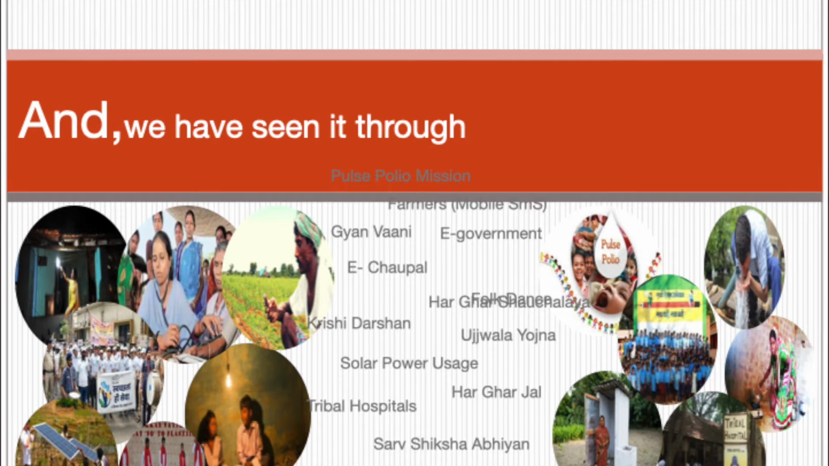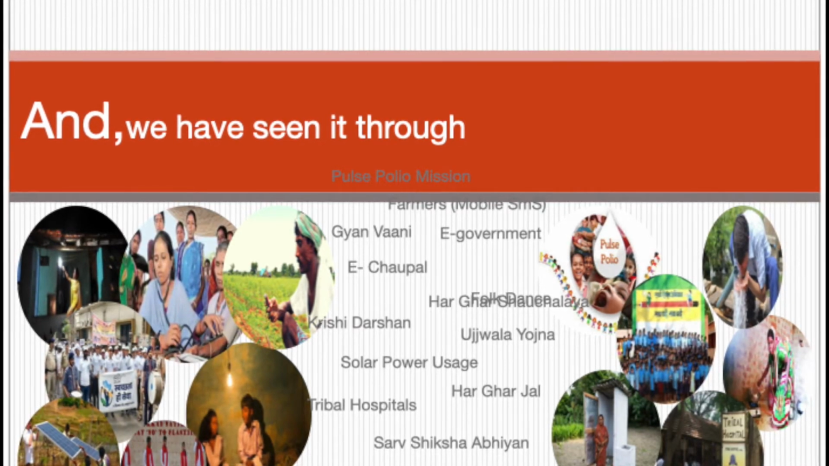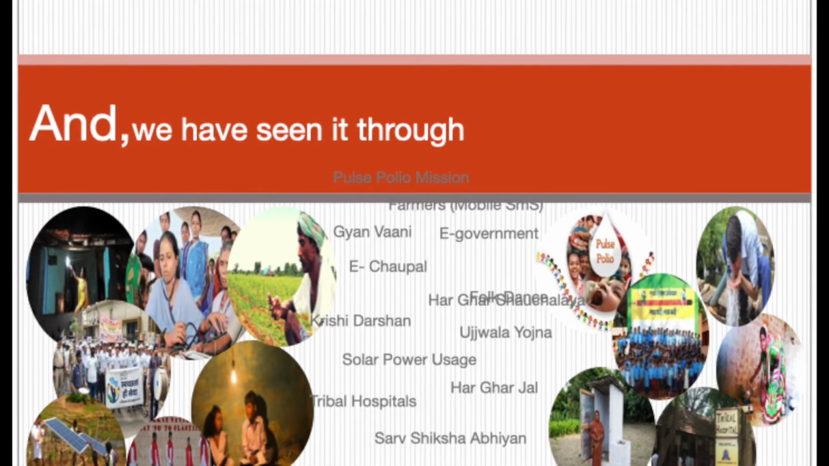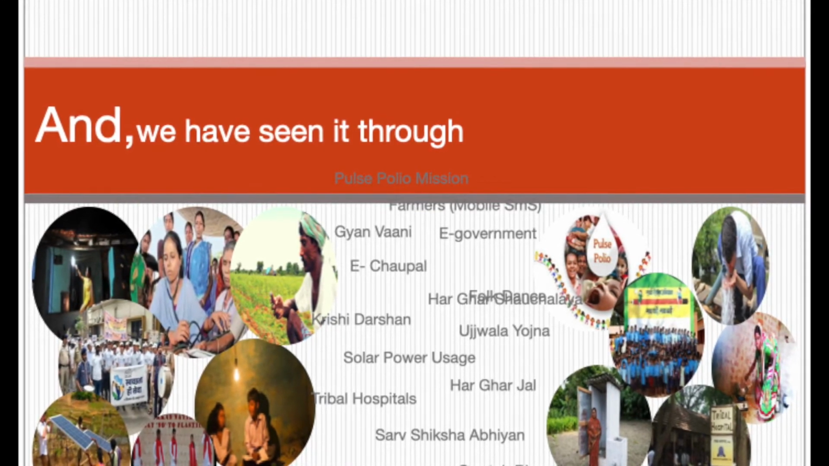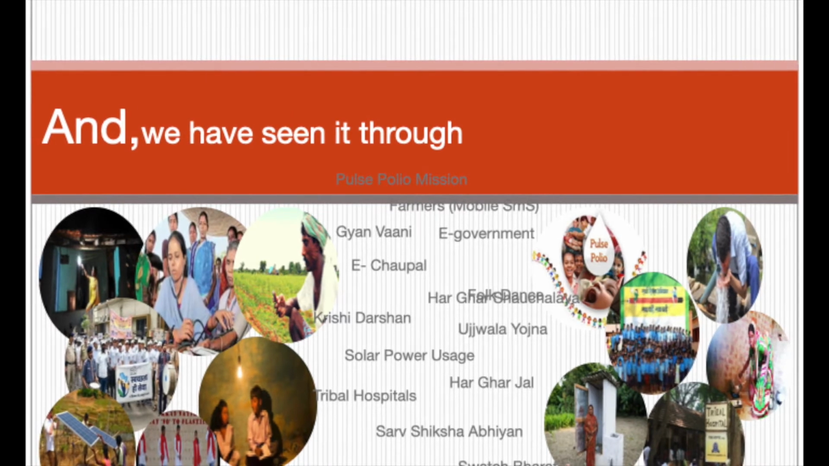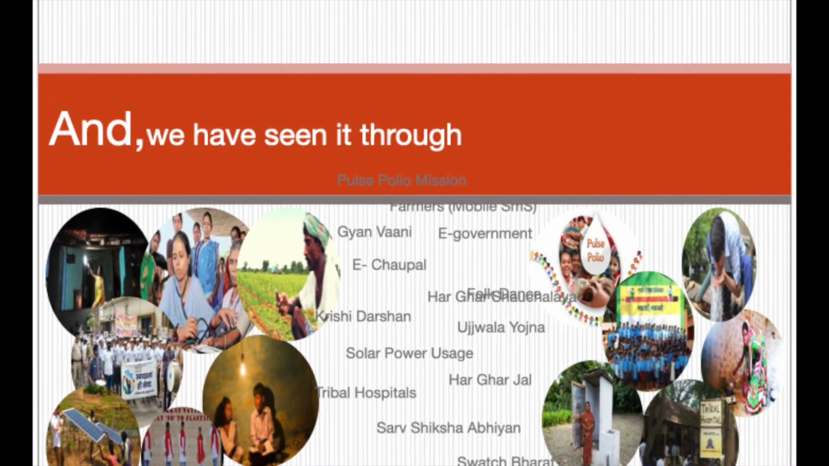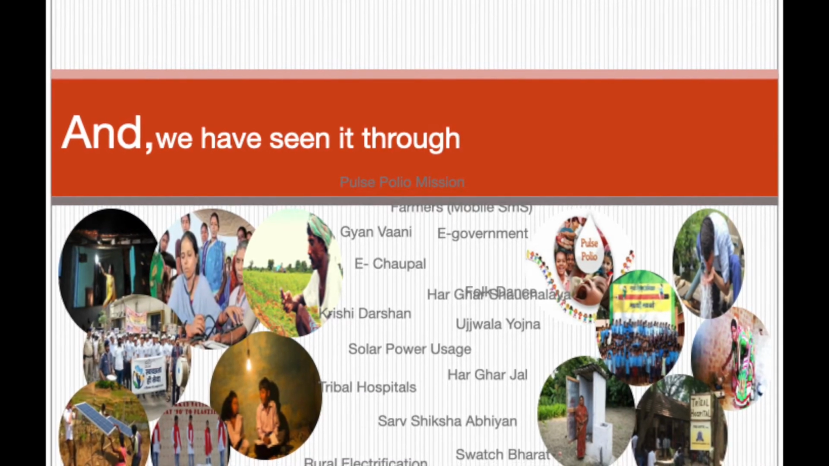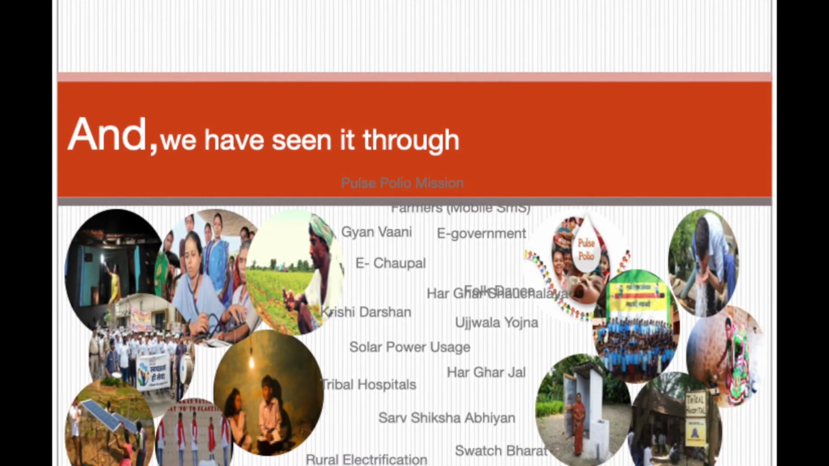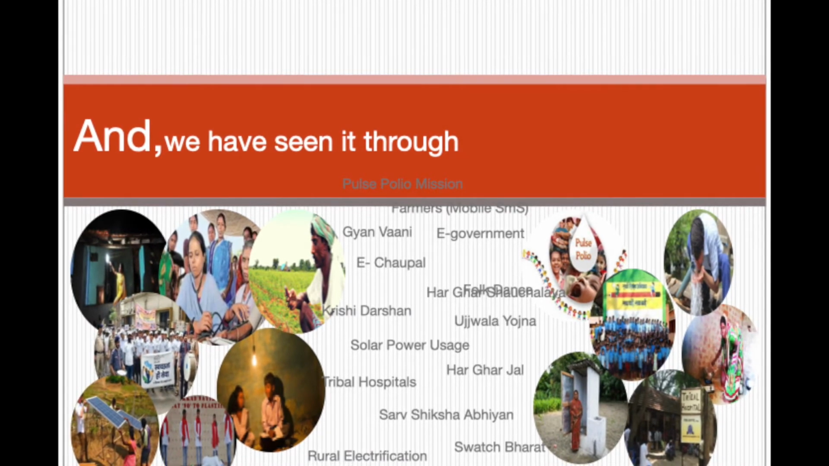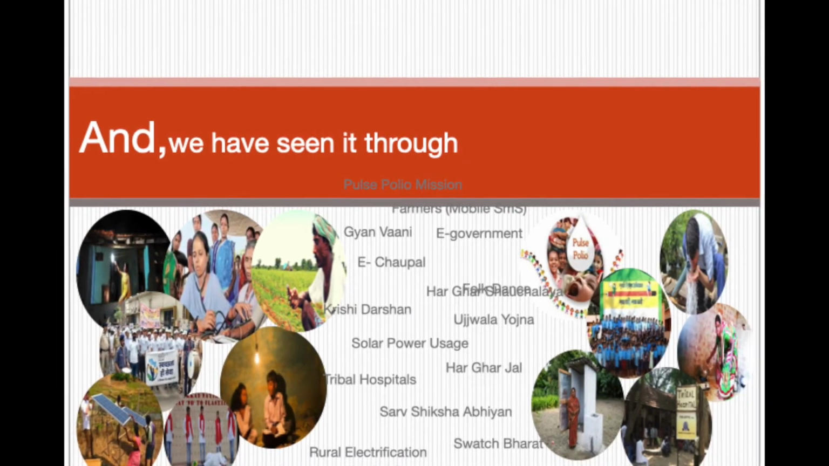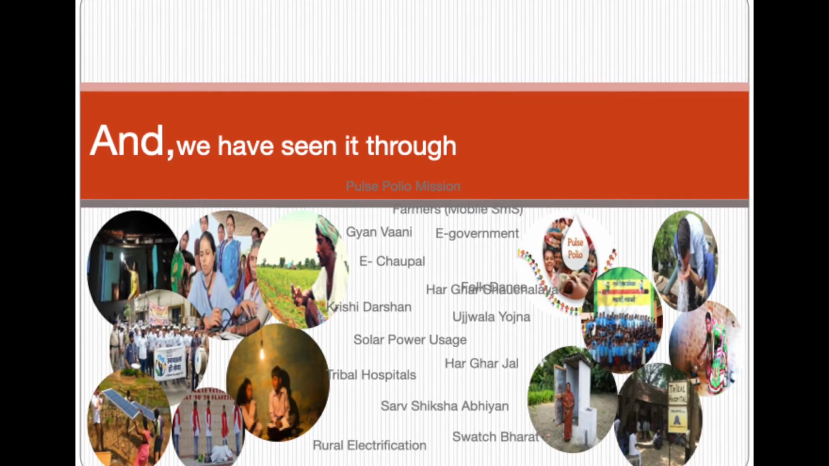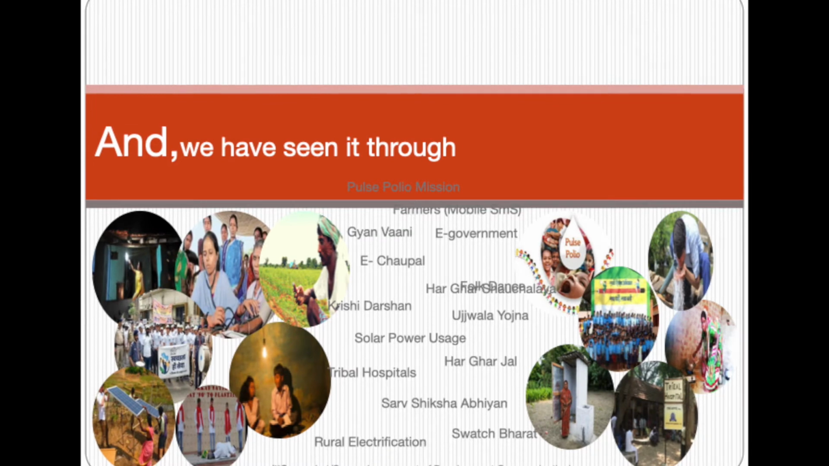And we have seen how polio eradication is working on a mission mode, how farmers get weather forecast and useful information through mobile SMS, how e-government is helping people to get the work done through just a click in the government offices, how Har Ghar Jal, Har Ghar Shauchalay, Beti Bachao Beti Padhao, Ayushman Bharat, Sarva Shiksha Abhiyan, Tribal Hospital, Gyanavani, E-Chopal and hundreds of others have created history.